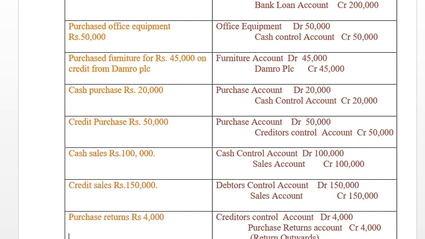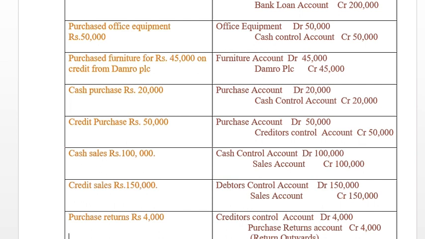Right? Next one, credit purchase 50,000. As I explained earlier, purchase means expense. If it is expense, it is an increase, then it should be debited. So purchase account debit 50,000. We can't credit here to the cash control account. Why? Because we purchase on credit basis. If it is a credit purchase, creditors control account should be credited. You have to use the word control account, creditors control account, right?